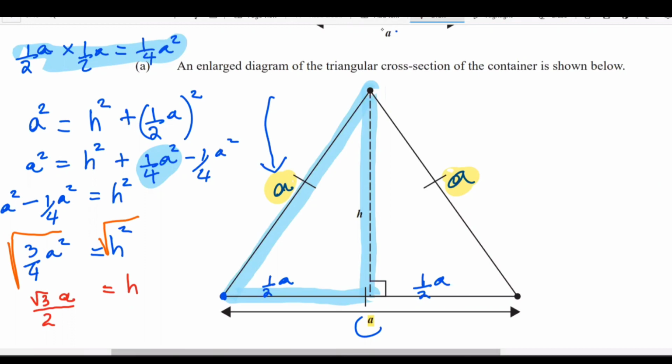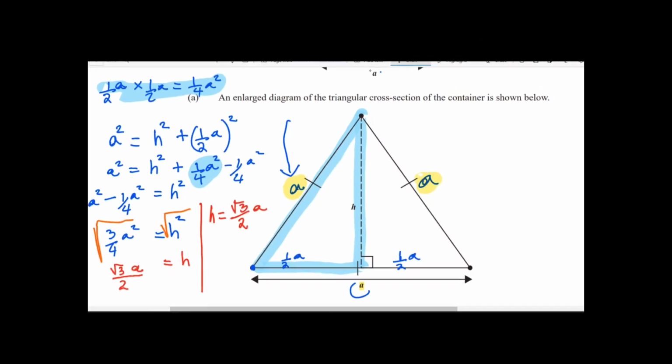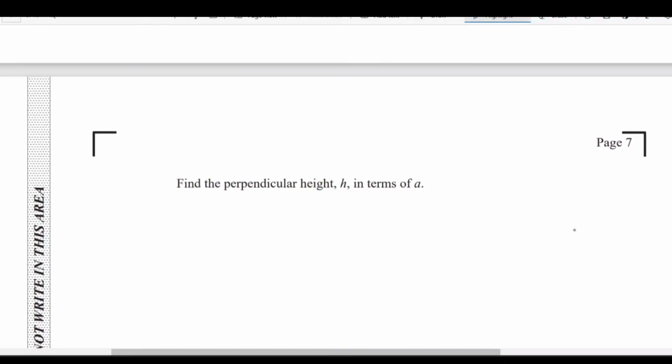So we could write h anywhere we want to write it. So h is equal to root 3/2 with an a behind it, just like that. Let's just write this here. So the height when we're done was the root of 3/2 with a.